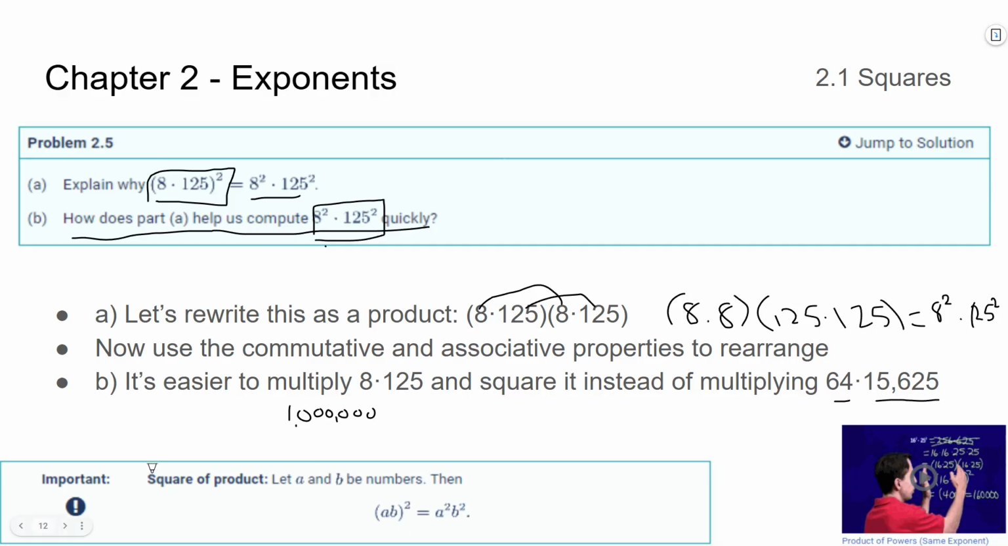All right, so important down here, when you have a square of a product, so AB in parentheses squared is going to end up becoming A squared times B squared, because it becomes AB times AB. And when you rearrange it using the commutative and associative properties, it becomes A squared times B squared.